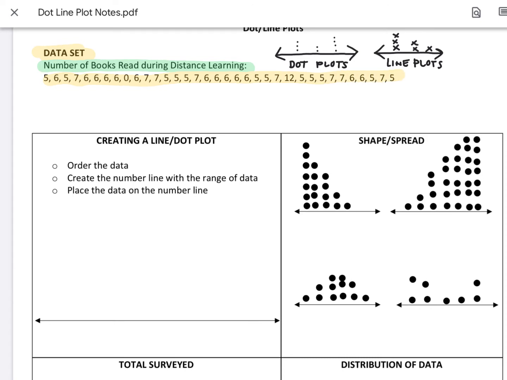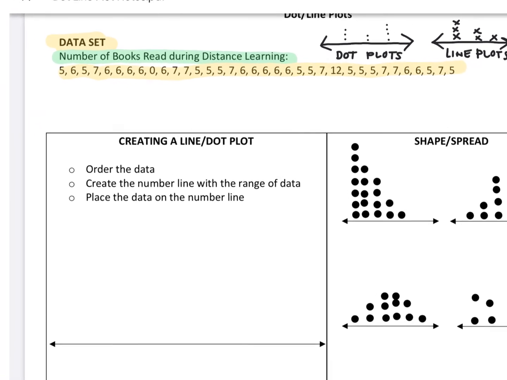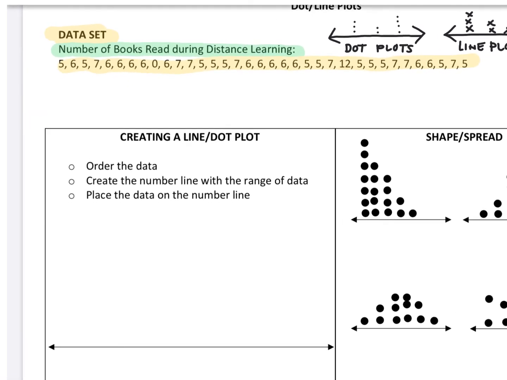What I'm going to show you is how to create a line plot or a dot plot, either one. If you look at the first box, what we're going to do first is order the data. The first thing I want you to write is from least to greatest. You want to get the data, which are those numbers above, and order them from least to greatest.